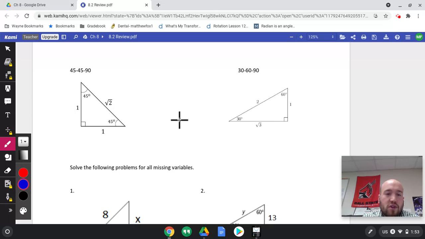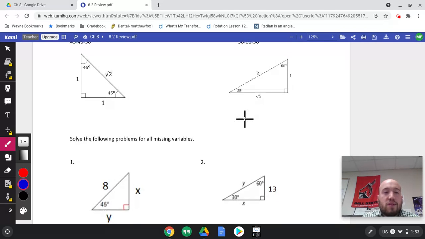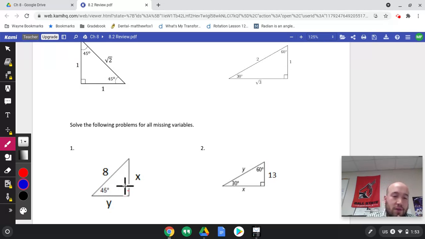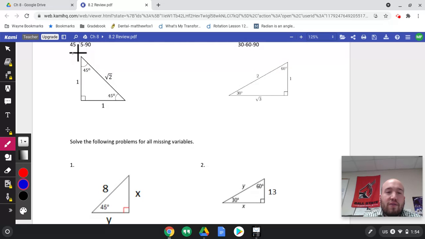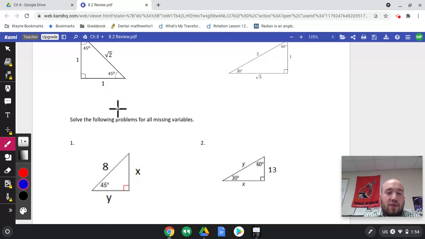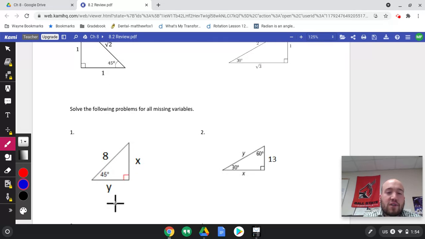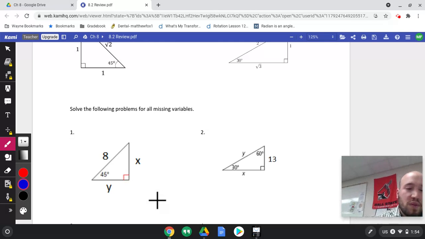Now, both of these are our templates. You're only going to use one or the other depending on what the problem is. So if we look at this first one, it has a 45 here. Now there's an angle missing, but we know if it's 90 and 45, that means this other angle is also 45. So this is going to be for the 45, 45, 90 triangle. I don't care if we solve for x or y, we know those will be the same value because it is an isosceles triangle.